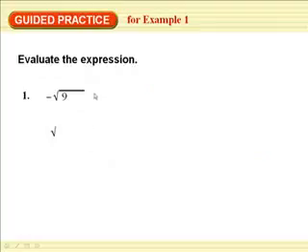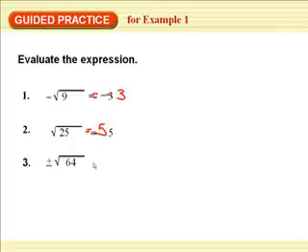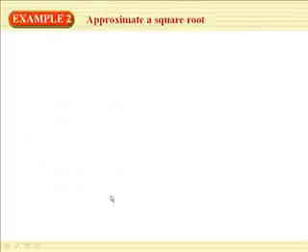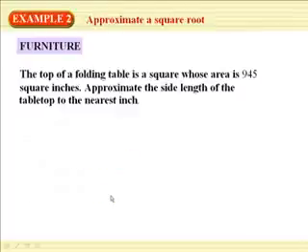The negative of the square root of 9 then is negative 3. The positive of the square root of 25 is 5, because 5 times 5 is 25. The positive and the negative of the square root of 64 is 8, so I put plus or minus 8. The negative of the square root of 81 is negative 9. Okay, those are perfect squares, so let's check this out.